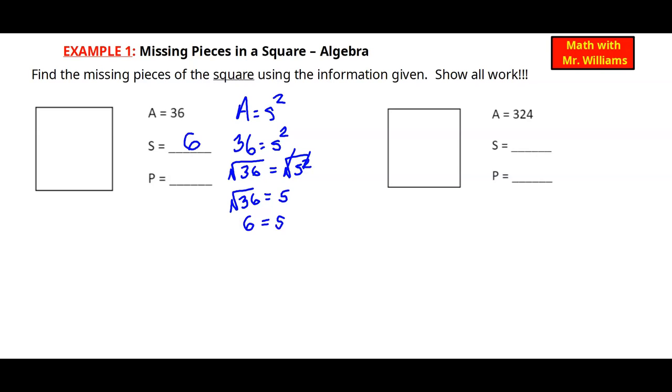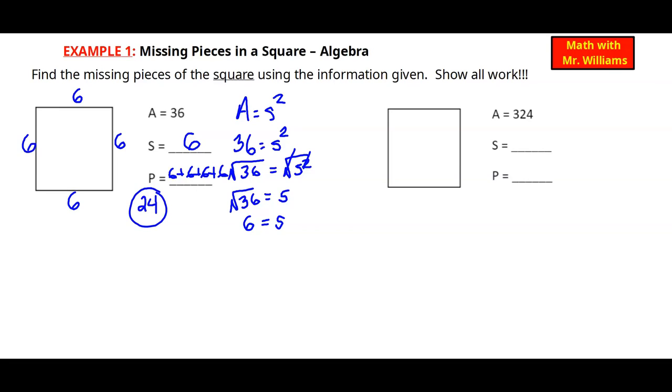Now we put our 6 all the way around the outside dimensions. Each side is worth 6. And to find the perimeter, we know we just add all our sides up. So this would just be 6 plus 6 plus 6 plus 6, getting us a grand total of 24 units. All right, let's go into the second one.